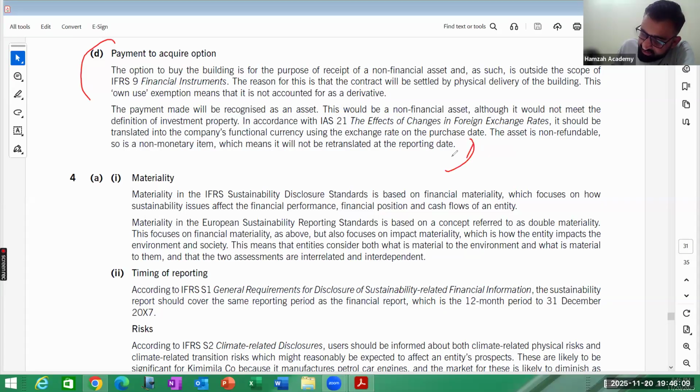And here we have the answer. Kindly read it. So in the first paragraph, we are ruling out that it is a derivative. It's not a derivative because we have the intention to take the physical delivery and it's a non-financial item, a property. So it should not be treated as a derivative under IFRS 9.